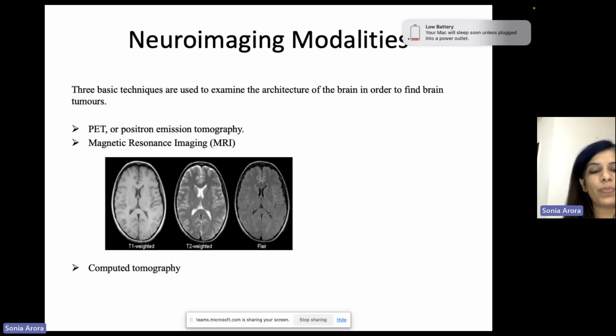Next, magnetic resonance imaging, MRI. Using MRI, it is possible to analyze many types of brain tumor tissues and research the internal organization of a brain. Brain tumors can be examined using MRI T1 weighted, T2 weighted, or FLAIR weighted images. These are a few types of MRI that can be used to map the changes caused by the tumor.